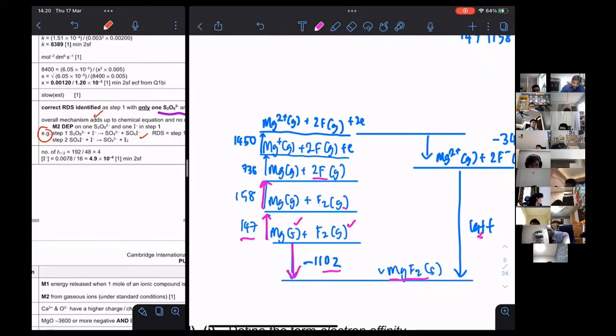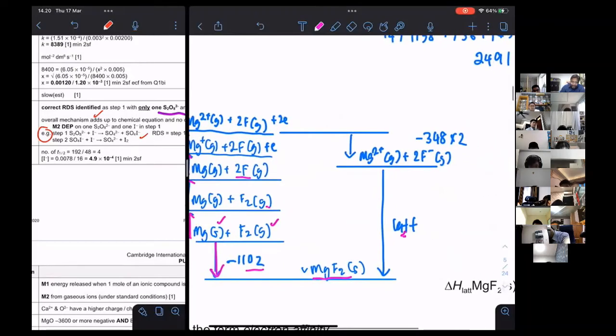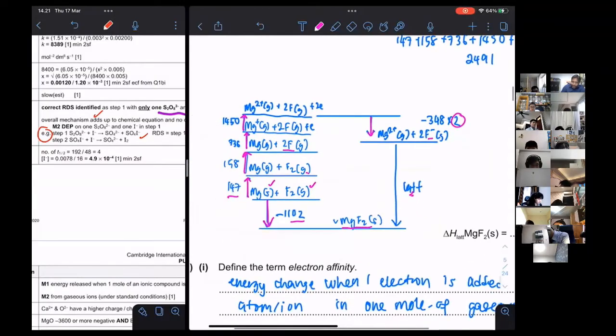And then, what is this one? This one, you look at your data booklet also. Your first ionization energy, 736, for Mg. This is going to be your second ionization energy to give you Mg2+. And this is going to be your first electron affinity to become F-, but I need to times by 2. Remember the first electron affinity is negative. Why? I'm trying to form the bond. We didn't go into the second electron affinity, but I times by 2 because 2 atoms of F. And then the last is going to be these ions joined together to give you this. That's your lattice energy.